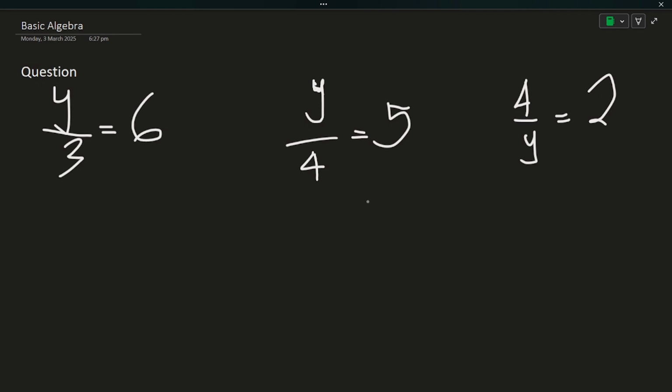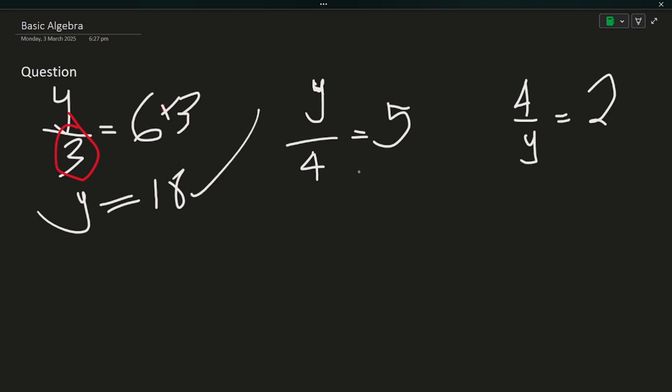Timer has stopped. Let's continue on from where we left off. Okay, let's bring this 3 onto here as usual, as taught. I'd be timesing it by 3. 6 times 3 is 18. Is equal to y. So if you got that, it's correct. Good job.